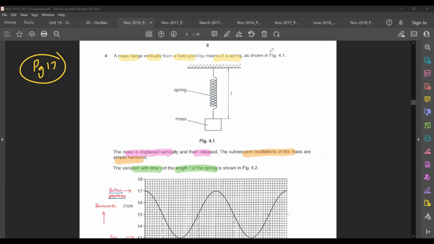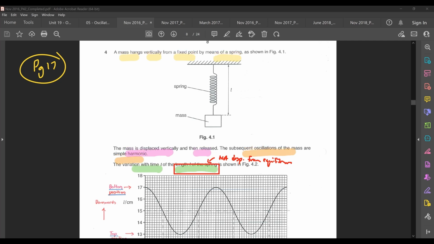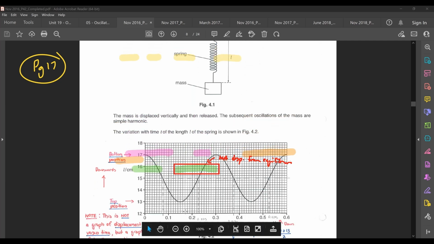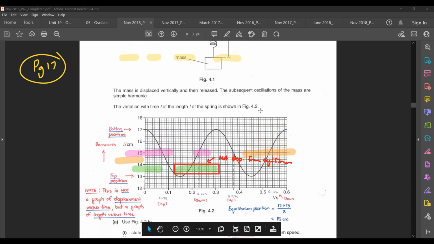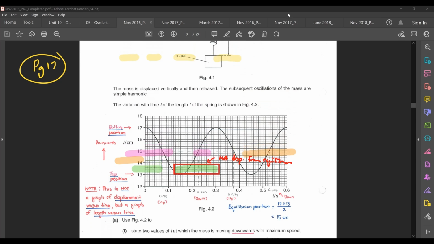Okay, so this one here, you will notice is actually not displacement from equilibrium. It's actually measuring the length of the spring. So whatever you see here right now, the graph is a wavy shape showing that it's oscillating, but it's not a graph of displacement versus time, okay? But rather a graph of spring length versus time. So this is one thing to be careful about.